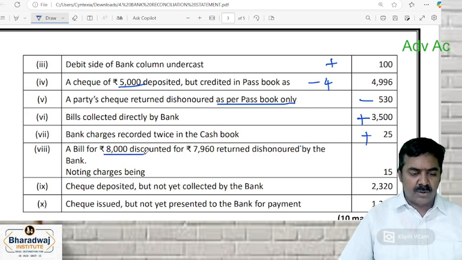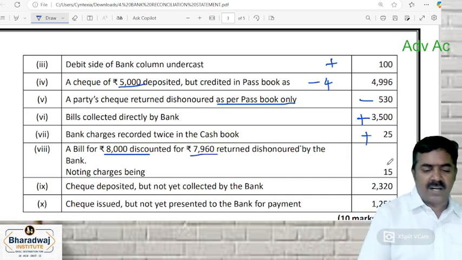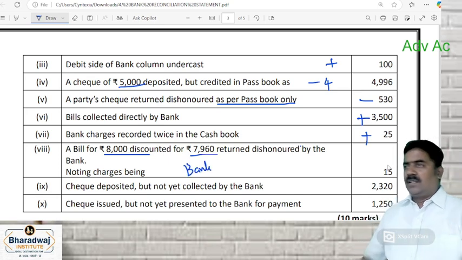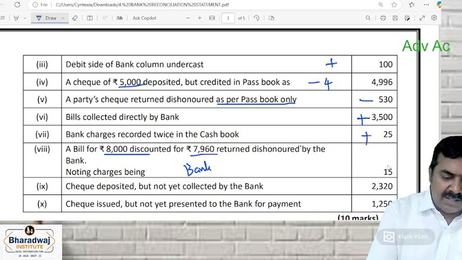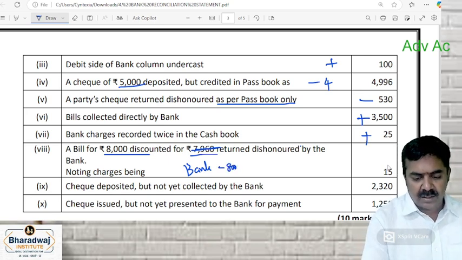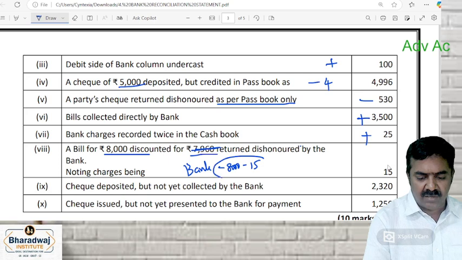A bill discounted for 7,960 is returned dishonored by the bank. Noting charges 15. So how much would the banker have deducted? How much would the bank have deducted? When a bill is dishonored, the bill value will be deducted along with the noting charges. The bank would have reduced 8,000 and the noting charges. How much would they have reduced?